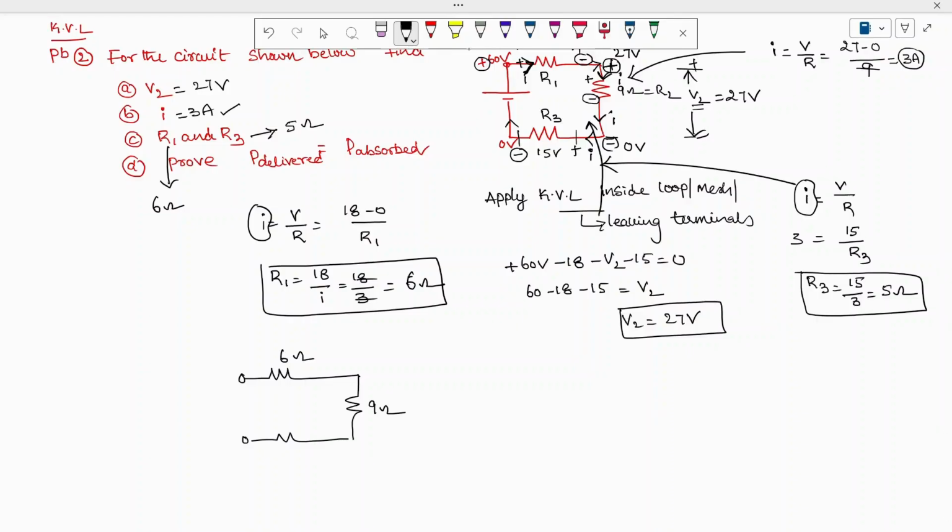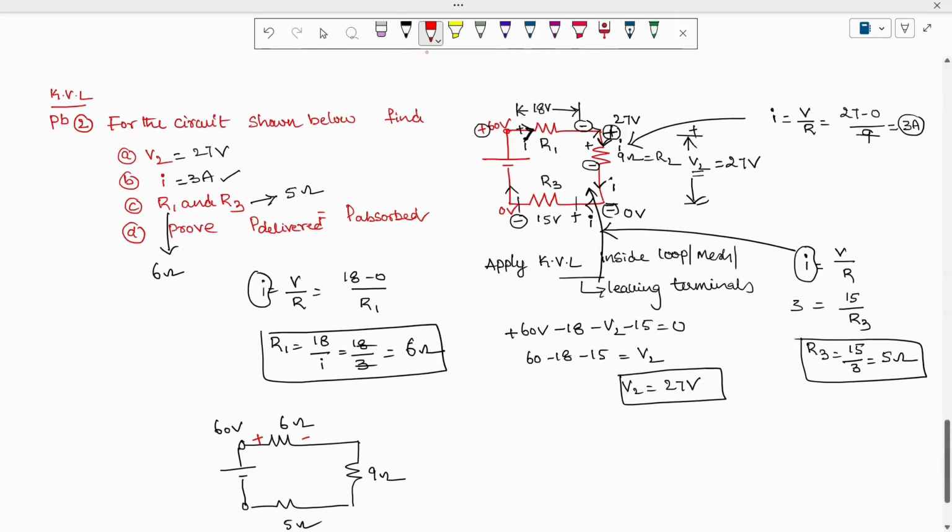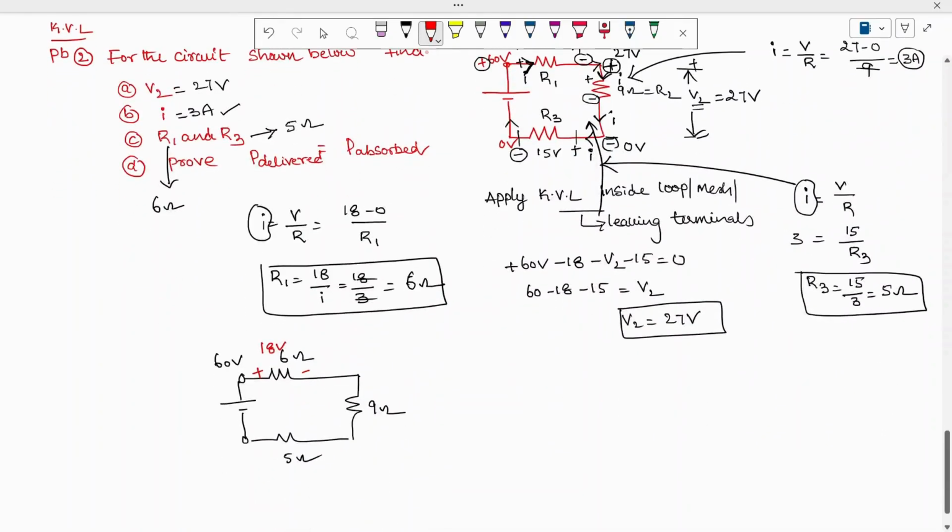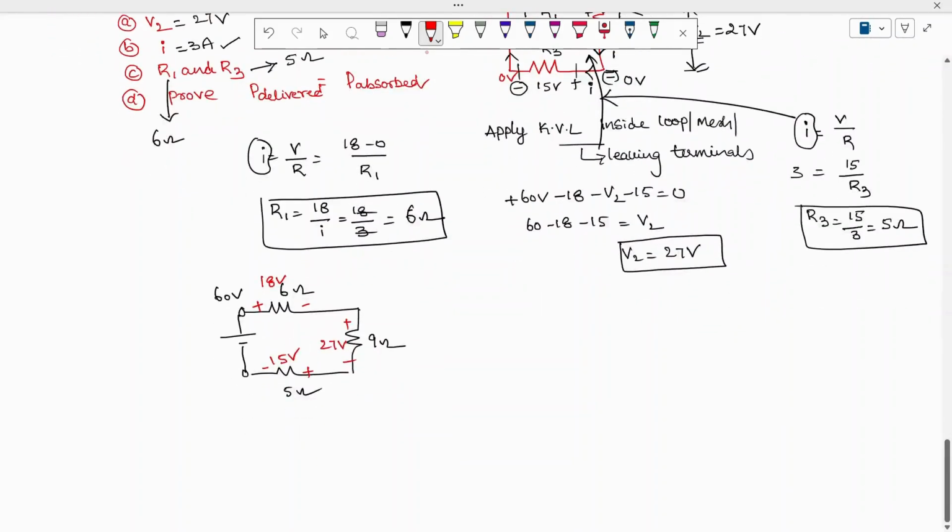The value of this after solving R3 is how much? 5 ohm. Okay, so here we are applying a voltage of 60 volts. So what are the drops created here? With positive terminal and negative terminal, already it is mentioned, this is 18 volts. Okay, so here we obtained it as 27 volts, and here we obtained this value as 15 volts. So whether we have got it correct or not, let's try to apply here.